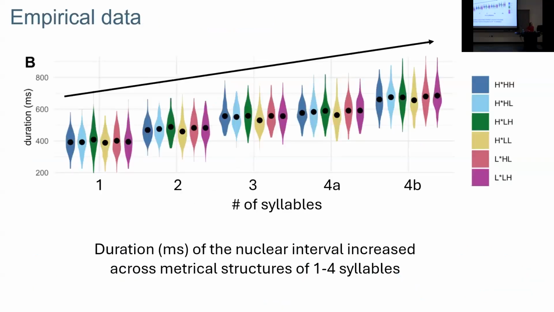And here I'm showing you the empirical data measuring the duration of the nuclear interval, just to show you that as the number of syllables increased from 1 to 4, the nuclear interval also got longer. So that means that there was, in fact, more material for these pitch trajectories to be expressed, or less material.